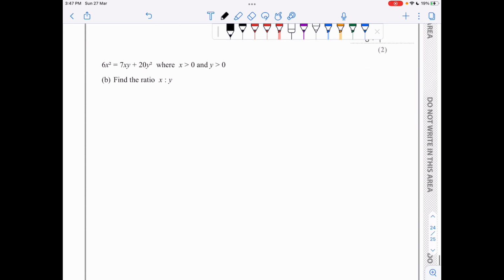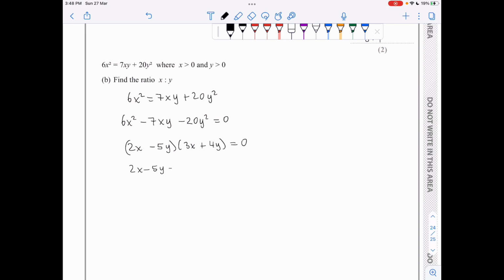And then in b, 6x squared is 7xy plus 20y squared. Both x and y are positive. I'll collect everything on the left hand side. 6x squared minus 7xy minus 20y squared is 0. I can factorize this into 2x minus 5y and 3x plus 4y, which leads to 2x minus 5y is 0, or 3x plus 4y is 0.